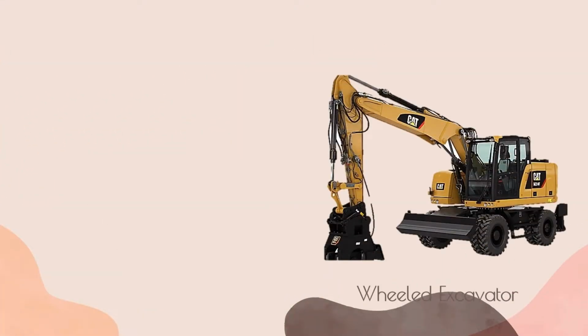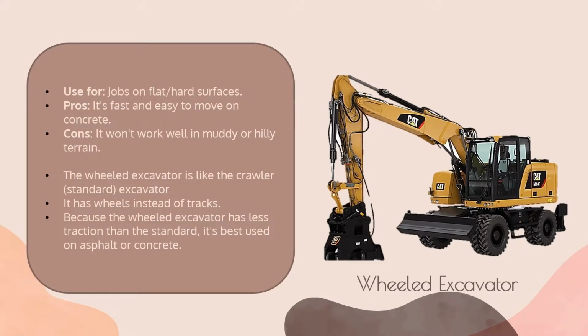The wheel excavator is used for jobs on flat or hard surfaces. It is fast and easy to move on concrete, but it won't work well in muddy or hilly terrain. The wheel excavator is like the standard excavator. It has wheels instead of tracks. The wheel excavator is best used on asphalt or concrete because it has less traction than the standard.